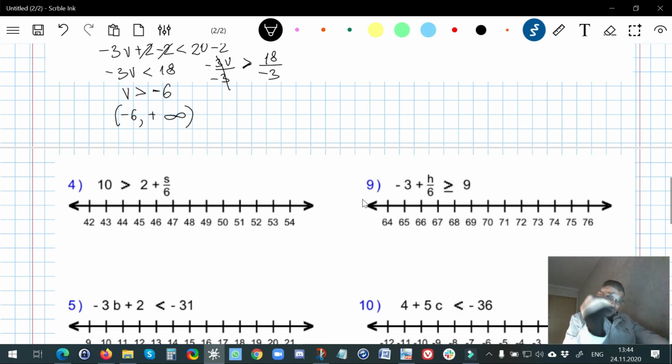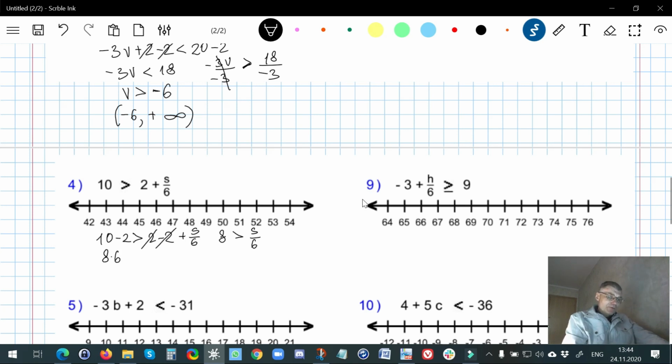Here, for the first time, we'll have to multiply, but first we have to isolate s over 6. To do that, we have to subtract 2 from both sides. 2 minus 2 plus s over 6, 2 cancels. That gives me 8 is greater than s over 6. To isolate s and to obtain the final answer, I have to multiply by 6 to cancel this 6. So 8, it was supposed to be 8. I was thinking about 6 already.